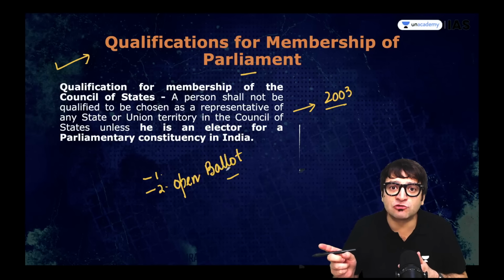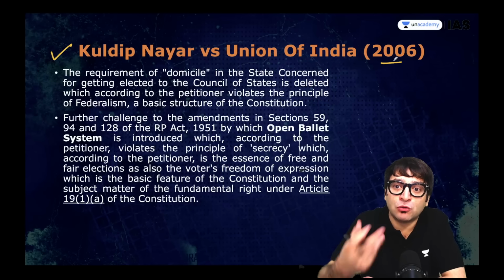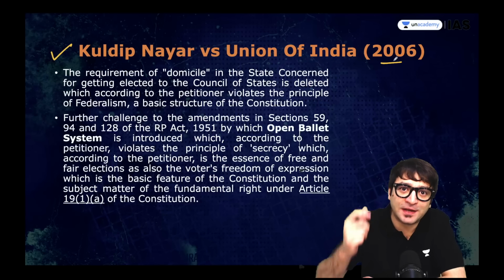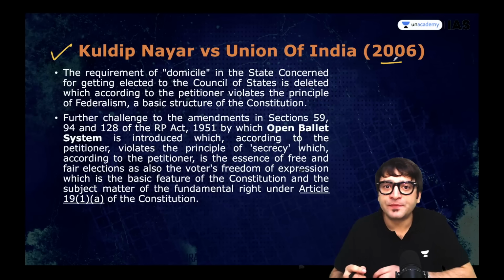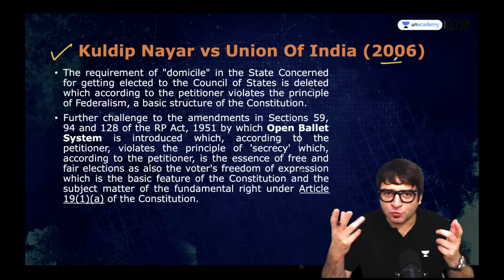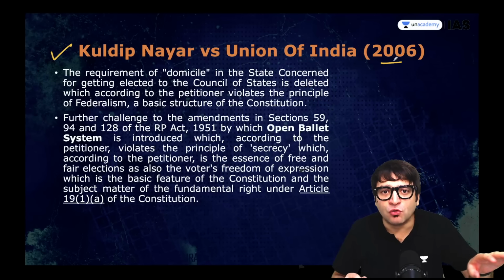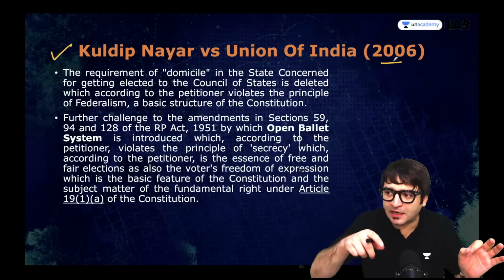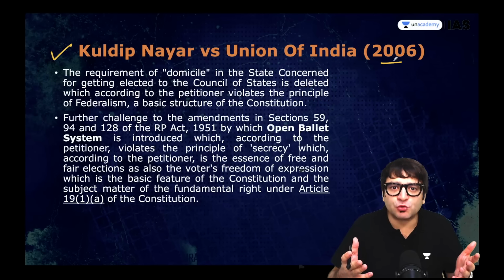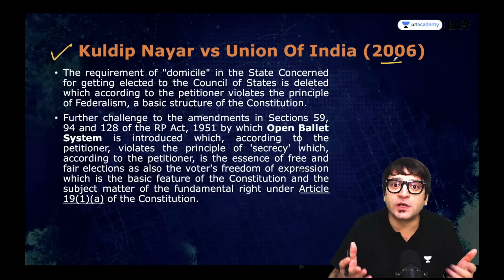Why? Because the right to contest elections is a statutory right. It's not a constitutional right. It's not a fundamental right. If it is a statutory right, which means a right provided by the law, it can be changed by the Parliament. Number one. Number two, the Parliament in its wisdom has decided to remove or replace secret ballot with open ballot. This is to ensure that there is no cross-voting.